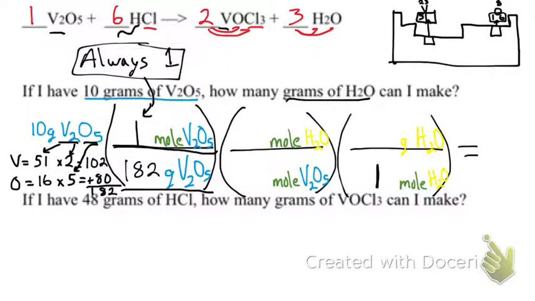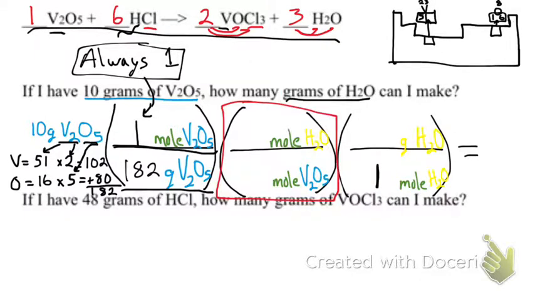Next I have moles and moles. Whenever you have moles and moles, there's only one place you can look to get those numbers, the balanced chemical equation. And so, in front of H2O, I have a 3, so I put a 3. In front of V2O5, I have a 1, so I put a 1.